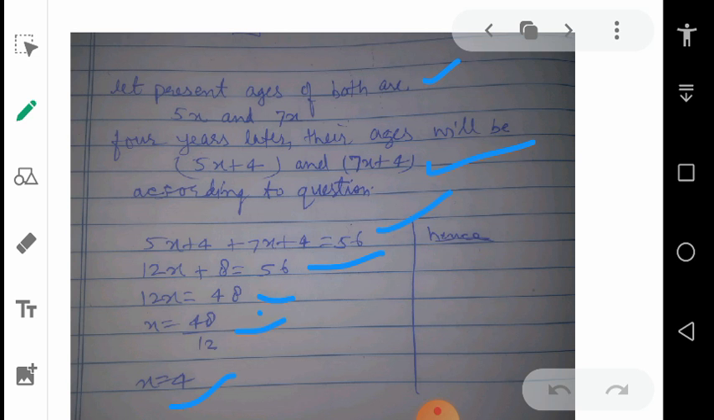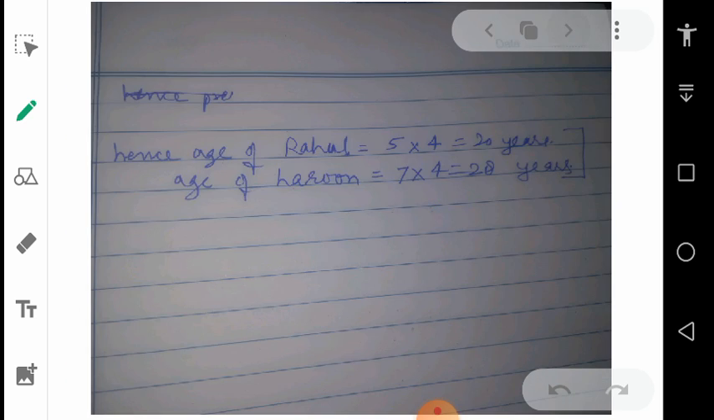Now we have found that x is 4. But what are the ages of both? So we will put this value in the expression of their ages. Here the present age of Rahul was 5x, now it is 5 into 4, that is 20 years. Age of Harun is 7x, that is 7 into 4, it is 28 years. So we have solved the question and it was very interesting.